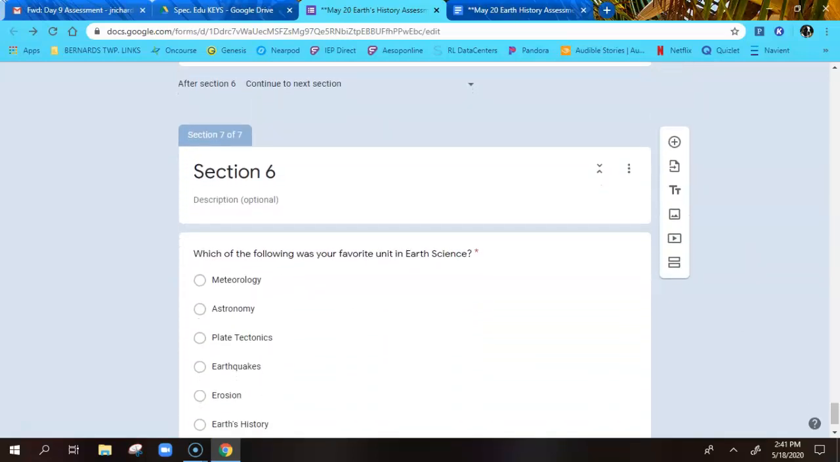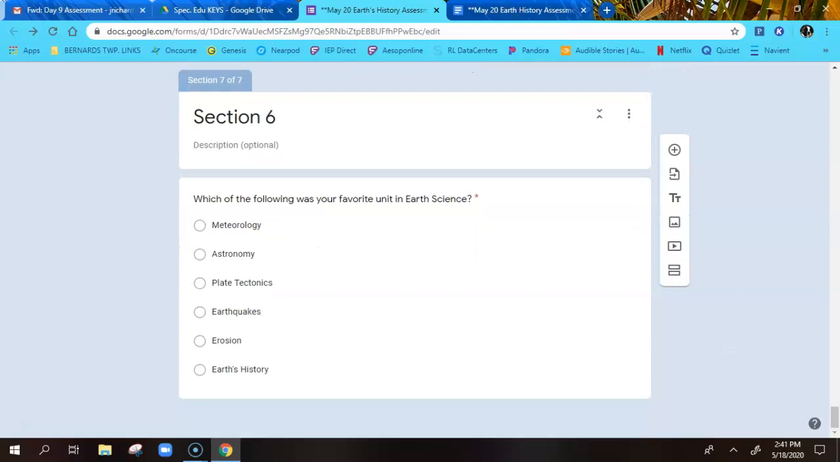Section number 6, which is an easy section. Which of the following is your favorite unit in earth science? Meteorology, astronomy, plate tectonics, earthquakes, erosion, or Earth's history?